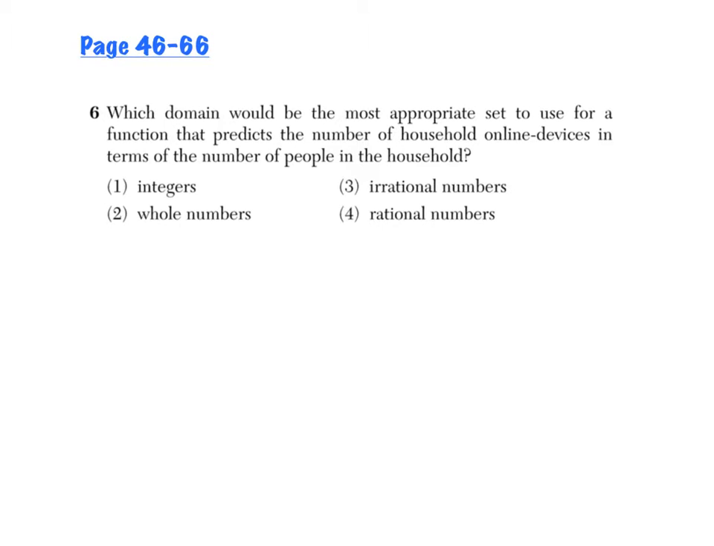Okay, it says, which domain would be the most appropriate set to use for a function that predicts the number of household online devices in terms of the number of people in the household? All right, so first thing I have to look at is that they're talking about domain. In any function, we have domain and we have range. Domain are the inputs in the function. Okay, they're the values that we put in, and then what comes out, what we're measuring or what we are calculating for, that's the range.